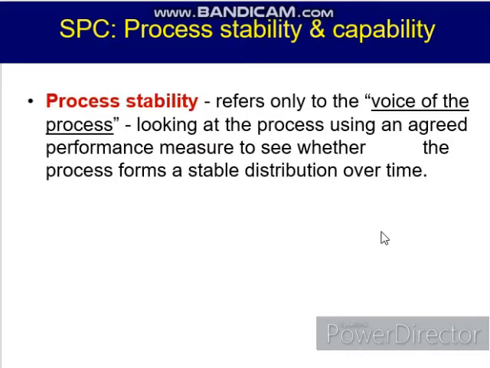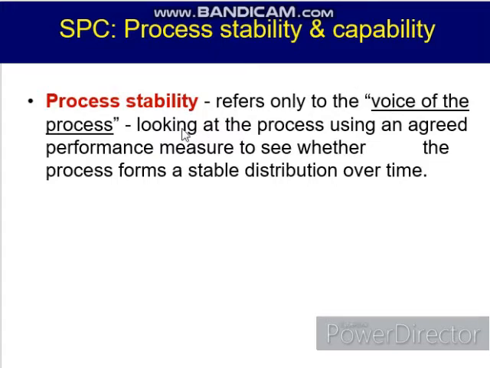So the first component of SPC is process stability. So what does process stability mean? Process stability refers only to the voice of the process. What it means is basically the decisions that you're going to make with regards to process stability will come from the data and the analysis of data of the process itself, not comparing the process data with other things, but the decisions will be based on the data from the process itself.